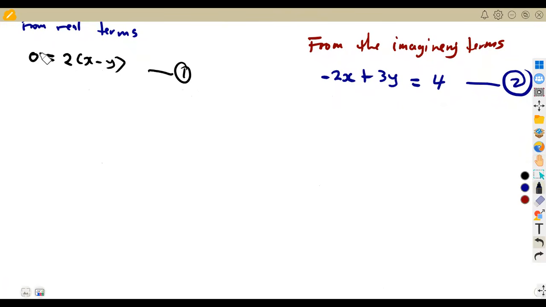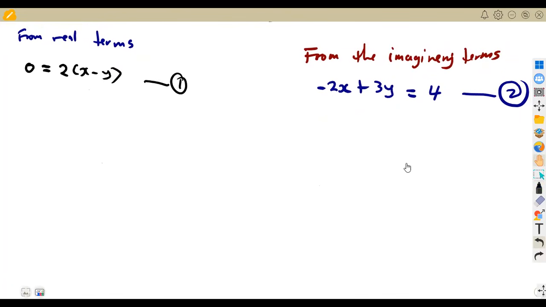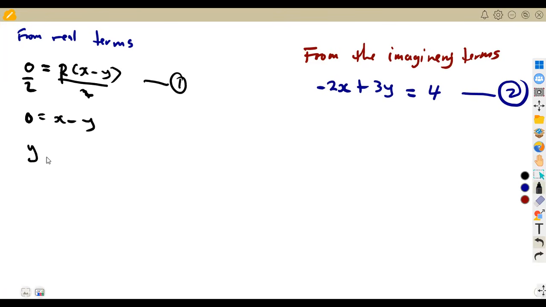All right, so let's first work with our equation 1. From equation 1, we can expand, 0 is equal to 2 times x, or you can just divide by 2 because there's a bracket here. So you can divide by 2 by 2. That's 0 is equal to x minus y, meaning that if you transpose y to that side, y is equal to x. So this is what we have from equation 1: y is equal to x.